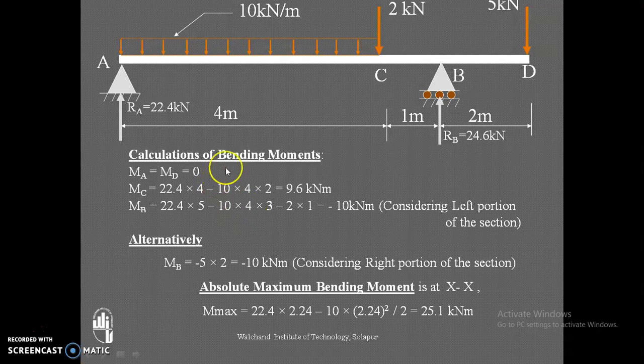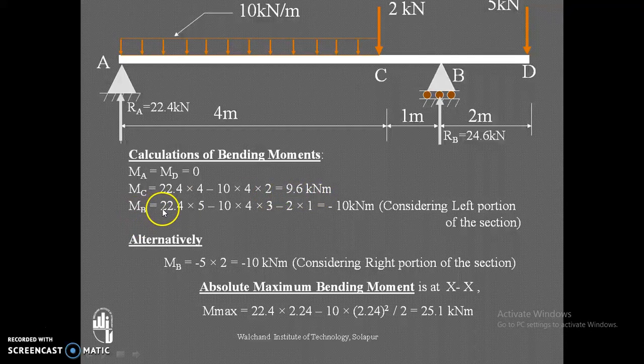Now let us go to the calculation of bending moment. Bending moment at A, which is a simple support here, and at D, which is a free end, is 0. Bending moment at C: 22.4, that is RA, into 4. 4 is the distance that is creating a sagging bending moment, that's why positive. Minus 10 into 4, that is the load intensity into distance 4 meter, into the centroid of that load, that is 2 meter. 10 into 4 into 2. So bending moment at C is 9.6 kilonewton meter.